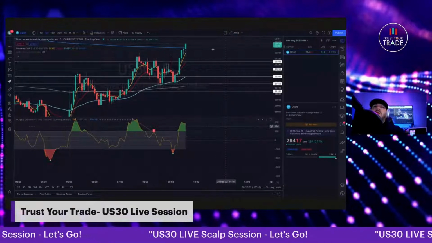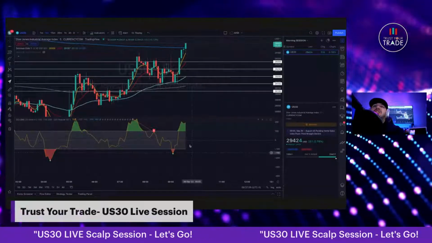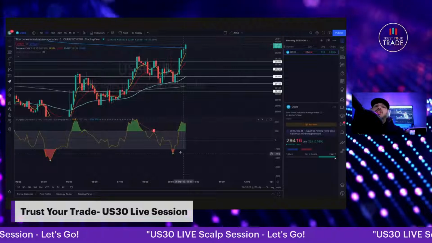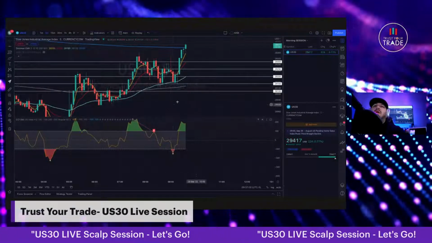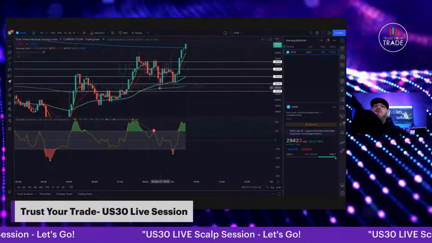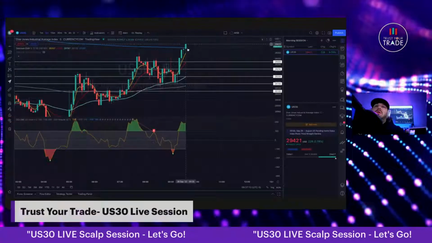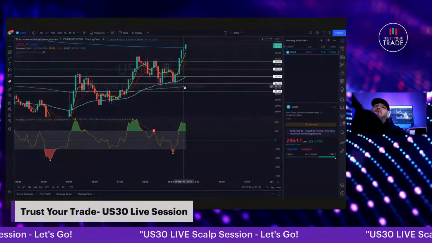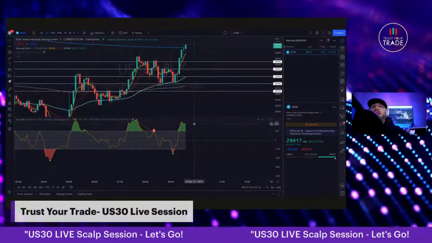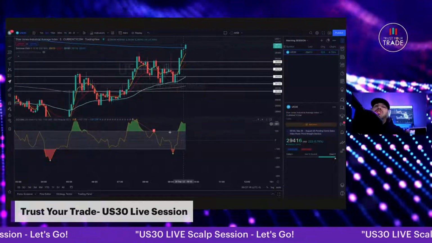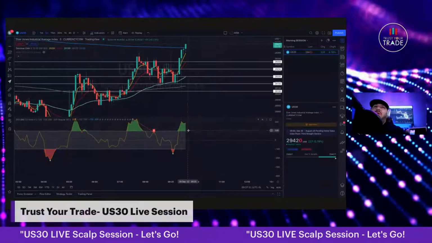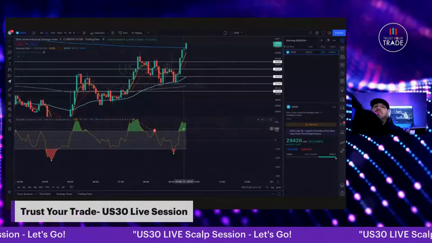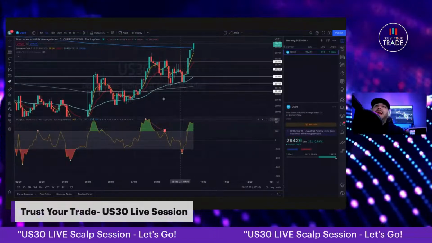Yep. And so what this CCI indicator does is it shows overbought and it shows oversold. Okay. If you're above the 200, we're looking for buys. If we're below the 200, we're looking for sells. Okay. Obviously, right now, she's in an overbought stage. So she's got to come back down.